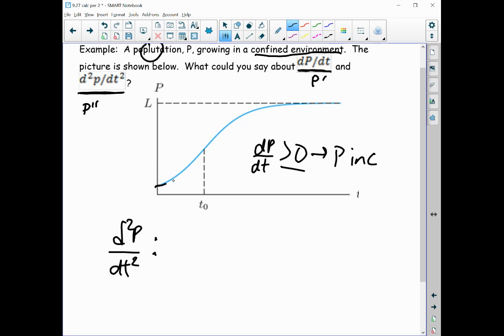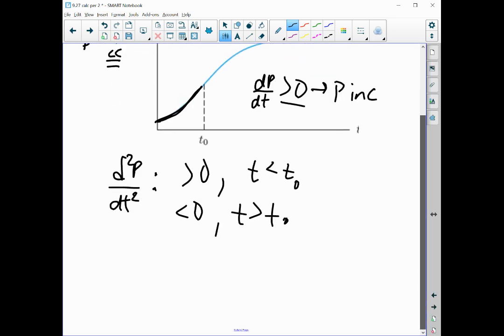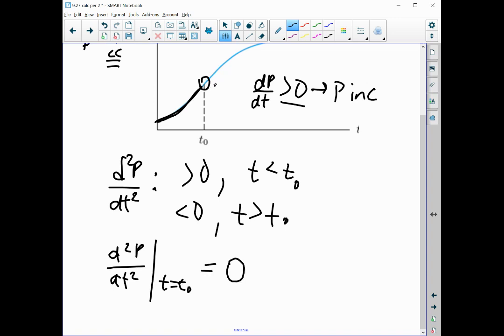Okay, so what can I say about it? Well, if I'm looking at the second derivative, my thought is CC. I'm looking for concavity. So here I am concave up. So I'm going to say positive for t's less than t0. We can say that it is then negative for t's greater than t0. And then I'm going to say that d squared p over dt squared, the second derivative, at t equals t0 is 0, because right here we have an inflection point.